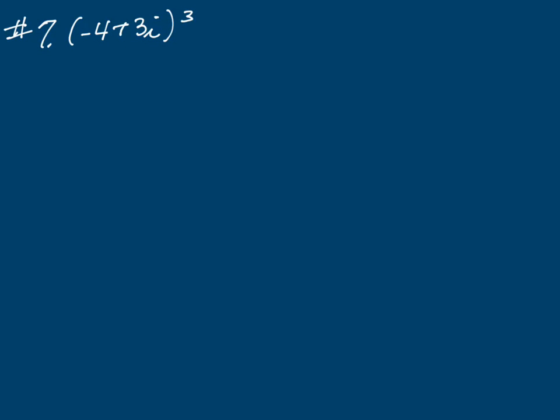Number 7, they want us to take a complex number to the third power, but they have given it to us in rectangular form, and to use our nice little theorem, we need it in polar form. So let's get it in polar form. Start out with r. That's the square root of 16 plus 9, or the square root of 25. So that's 5. r is 5.